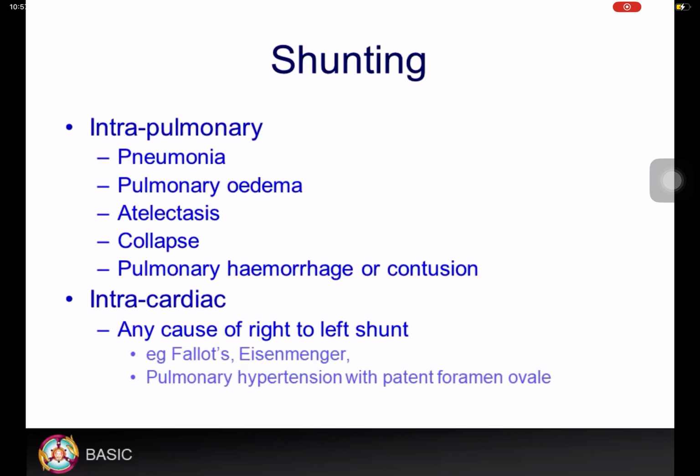Causes of intrapulmonary shunting include pneumonia, pulmonary edema, atelectasis, collapse, and pulmonary hemorrhage or contusion. Shunting can also occur at an intracardiac level, but this is an unusual cause of hypoxemia in the ICU. Any cause of pulmonary hypertension, for example ARDS, with a patent foramen ovale can lead to right-to-left shunting.